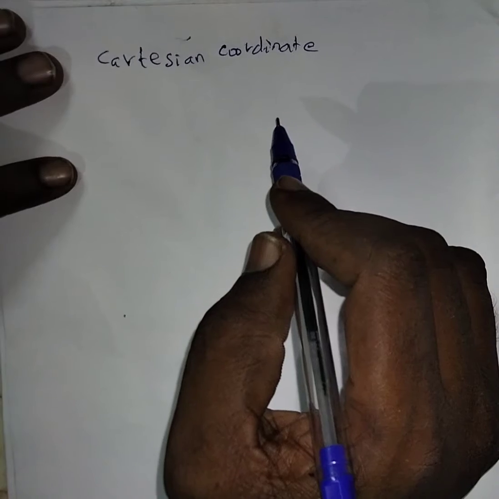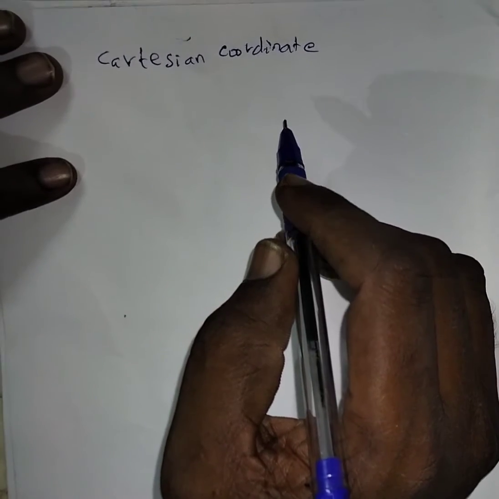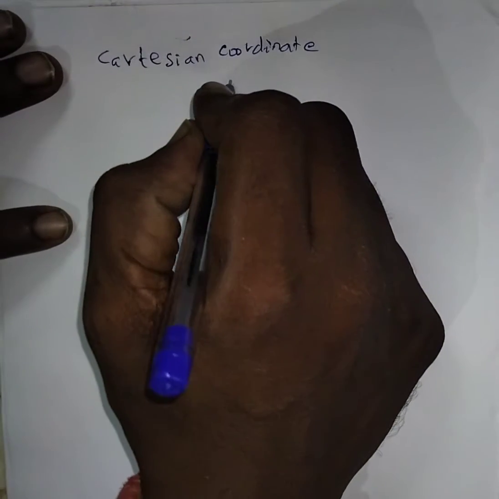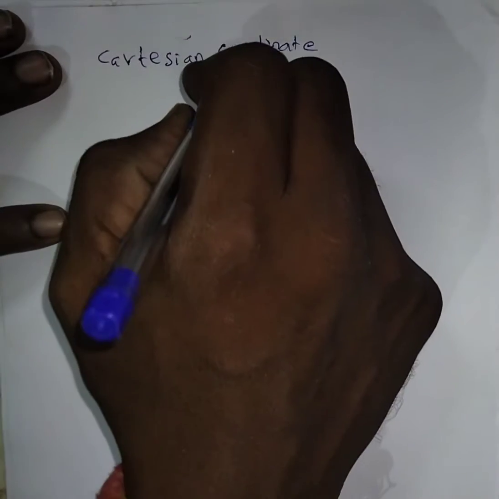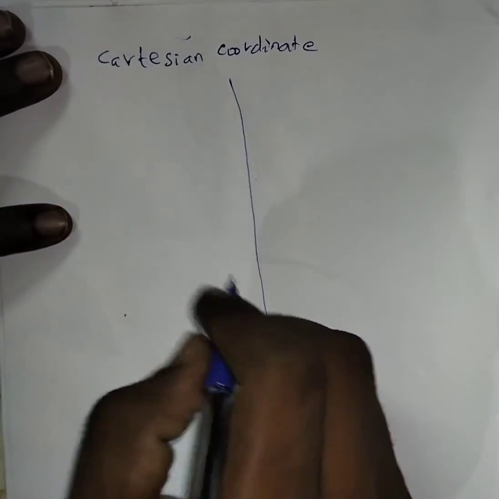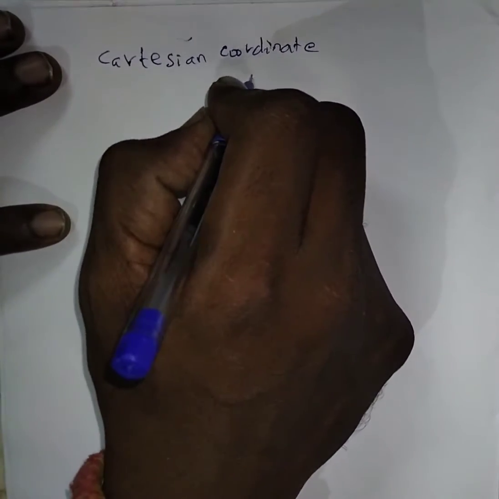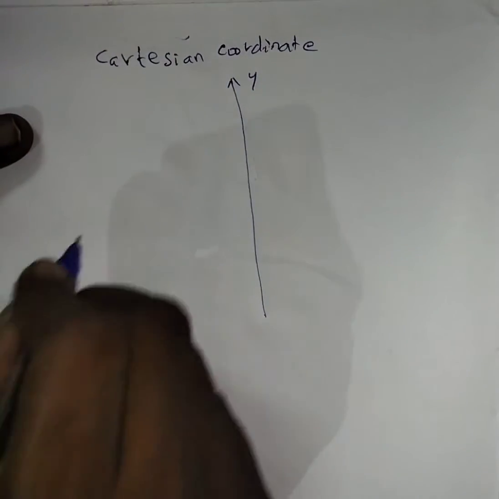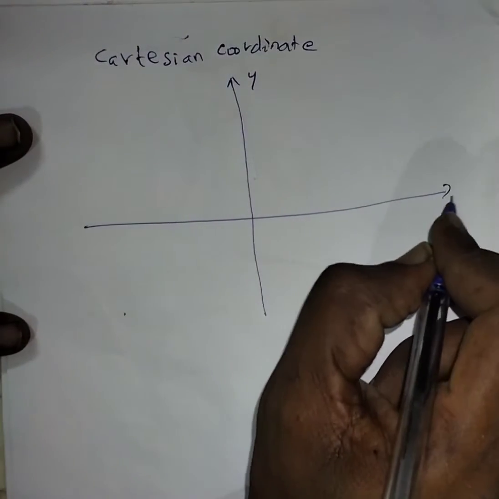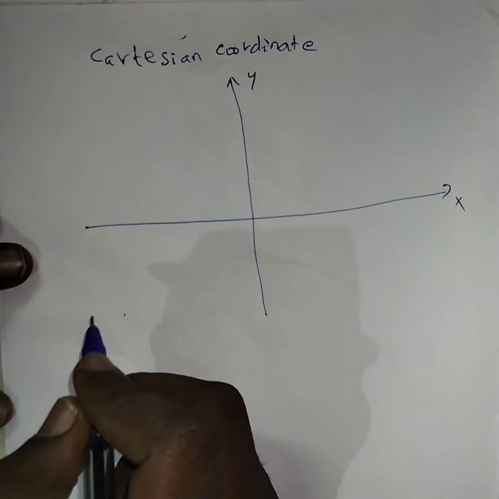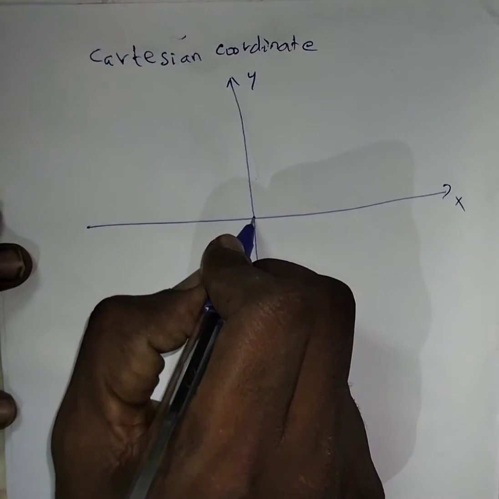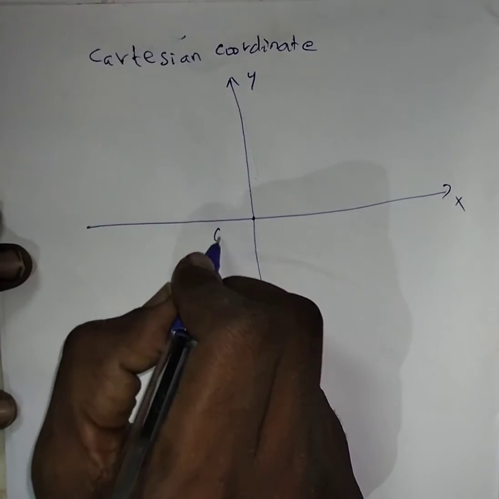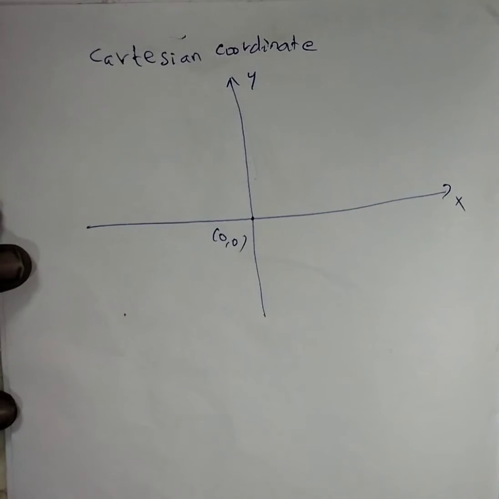Now we're going to discuss the coordinates in a Cartesian plane. If we draw the vertical line, that vertical line we give the name y-axis. Then draw the horizontal line, that is the x-axis. The point of intersection of the x-axis and y-axis is called the origin. That origin coordinate we write as 0, 0.